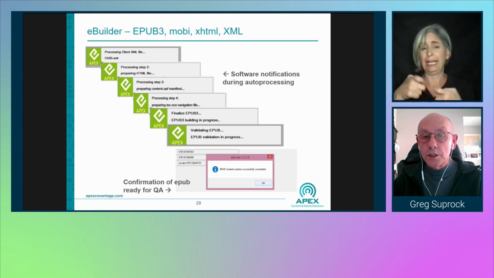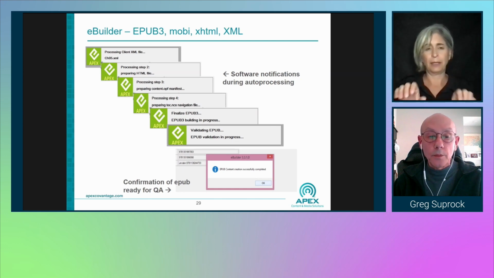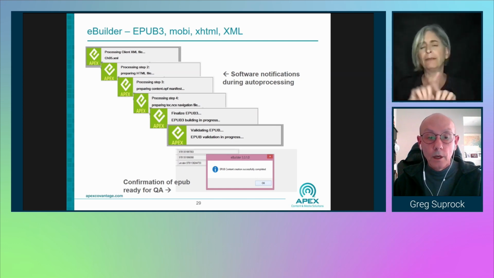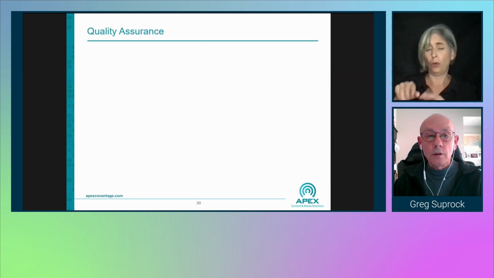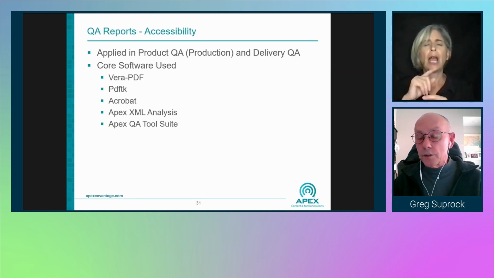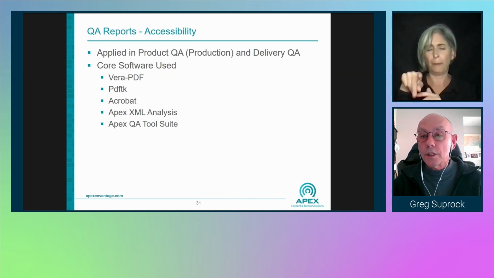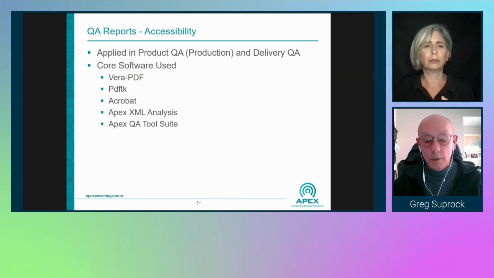And there's a validation process that takes place within the software system, and then the ability to generate a series of different QA reports. Those QA reports are vetted at a couple of different levels inside of Apex. And I'm going to show you the output for a couple of those reports as we move into the next segment of this.